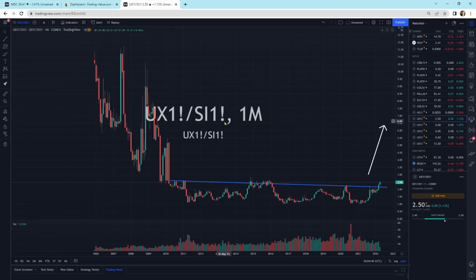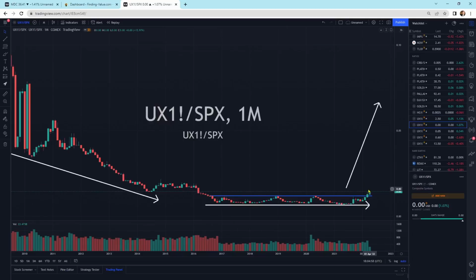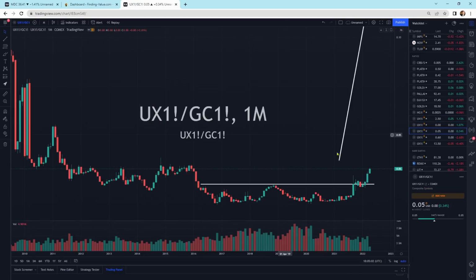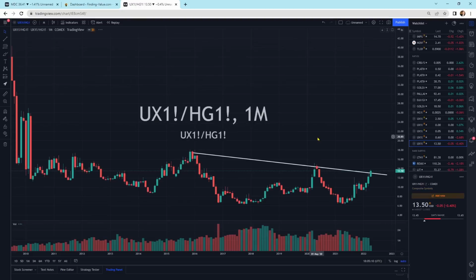So uranium to silver ratio, it's breaking out to the upside, favorable for uranium. The uranium to S&P 500 is favorable for uranium, so that's breaking to the upside. We have uranium versus gold, breaking to the upside for uranium. We have uranium versus crude. This is a tight match. We'll see which way that one goes. And then we've got uranium to copper. Uranium's going to outperform copper, it looks like, because it's breaking the trend. So I'm looking at the trends.